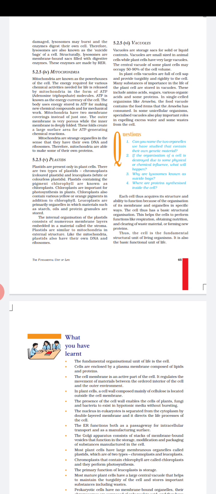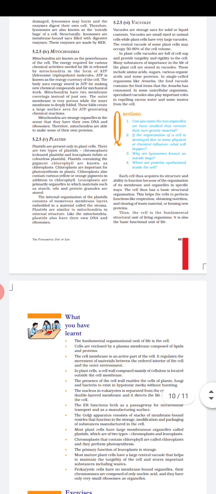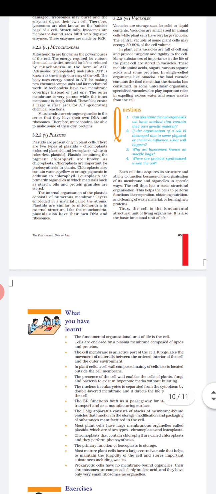Next, plastids. Plastids are present only in plant cells. There are two types of plastids: chromoplasts, colored plastids, and leucoplasts, which are white or colorless plastids. Plastids containing the pigment chlorophyll are known as chloroplasts. Chloroplasts are important for the photosynthesis of plants. Chloroplasts also contain various yellow or orange pigments in addition to chlorophyll.